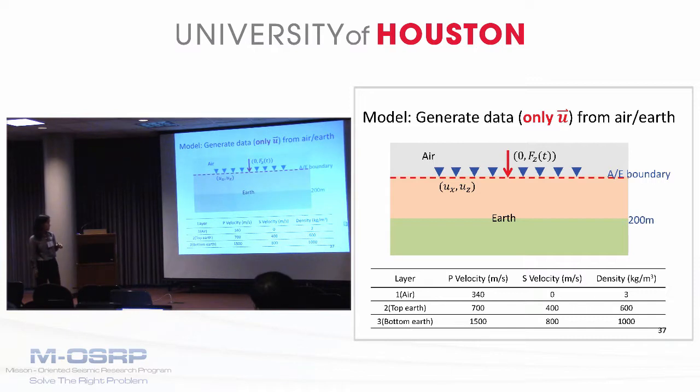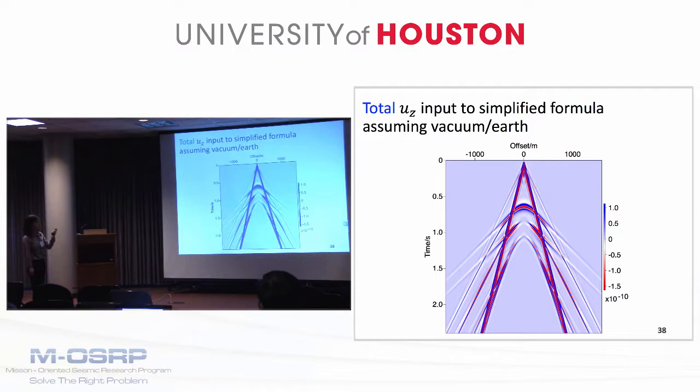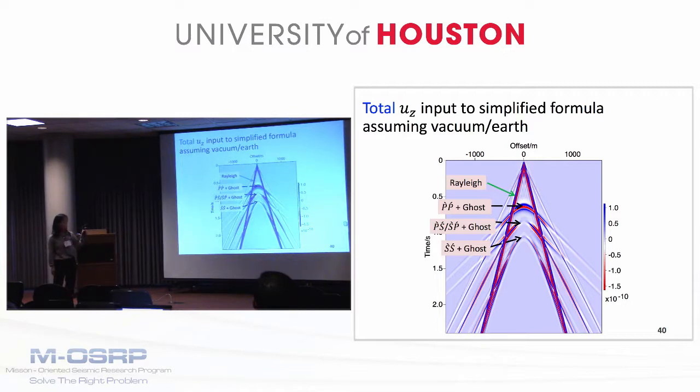Hopefully, we can get some good result. Okay, so next, I'm only going to show you the wave separation result of the vertical displacement. With this air over Earth model, you will have this total uz as shown in this slide. You can see the Rayleigh wave actually dominates the energy, and in addition, you have these different primaries. They are interfering with the ghost. That is because the receivers are right beneath the air-Earth boundary, so the outgoing primary and its ghost have the same travel time. And you have different PS events, PS combinations here.